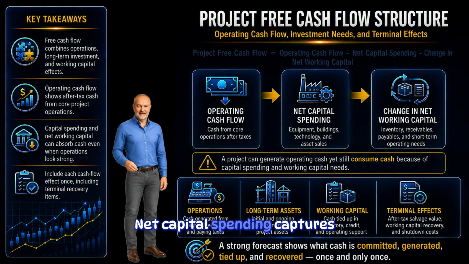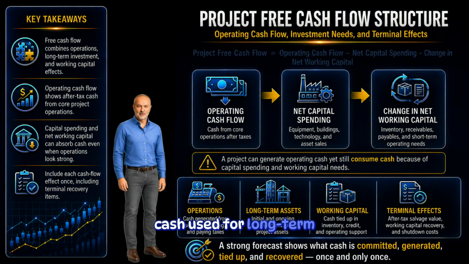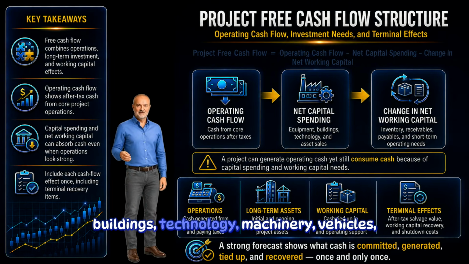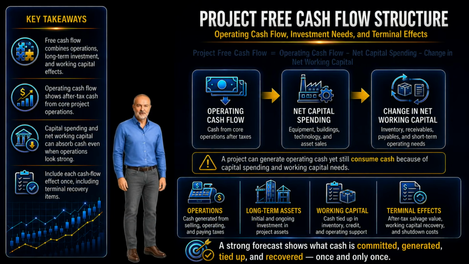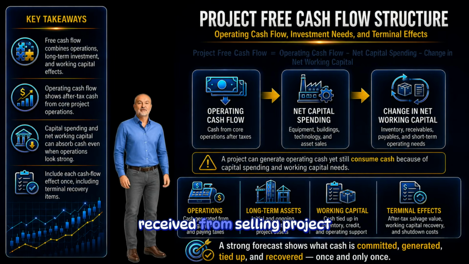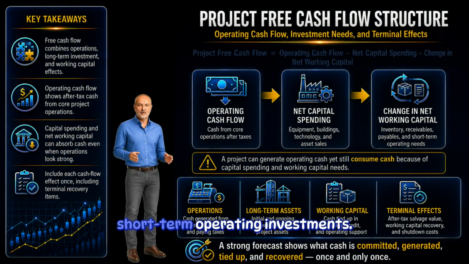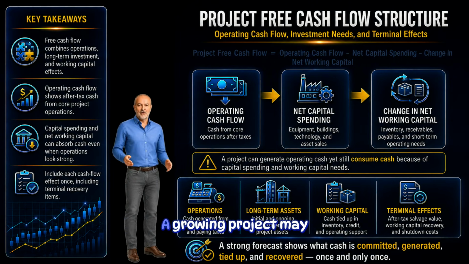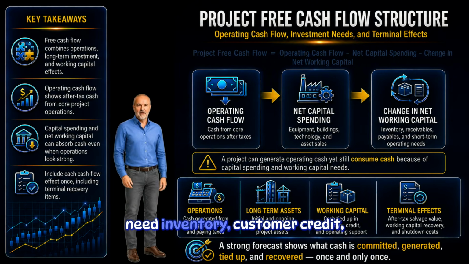Net capital spending captures cash used for long-term assets. These may include equipment, buildings, technology, machinery, vehicles, or major improvements. It also includes cash received from selling project assets. Net working capital captures short-term operating investments. A growing project may need inventory, customer credit, and other current assets. Some of that need may be financed by operating current liabilities, such as supplier credit.